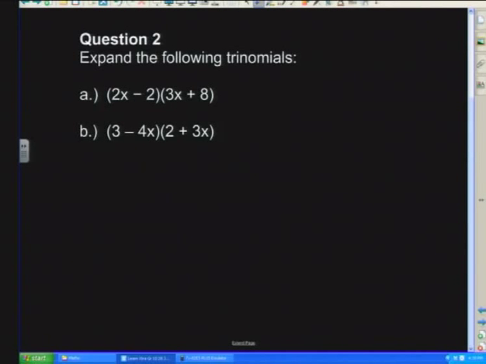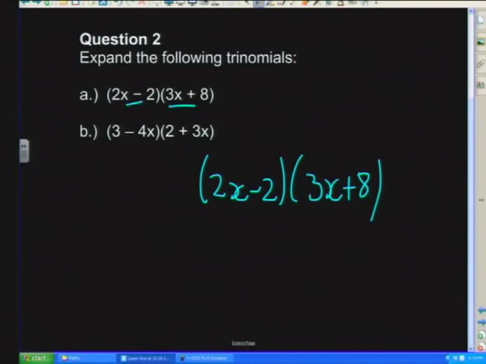For the next one, we are multiplying a binomial by a binomial, so that means two terms by two terms. I'm going to do the A part, and you can try the B parts at home. So we've got 2x minus 2 times 3x plus 8.